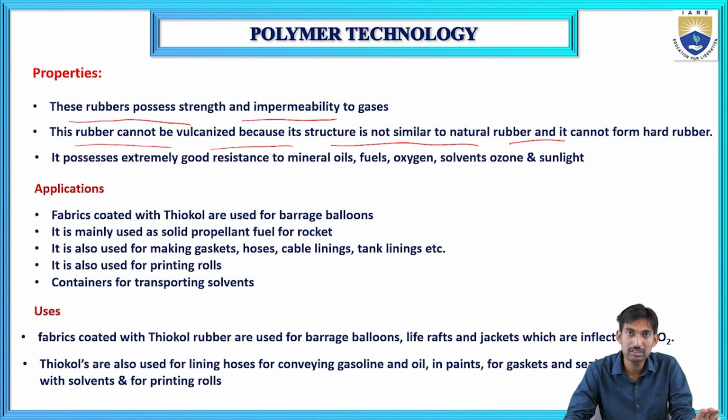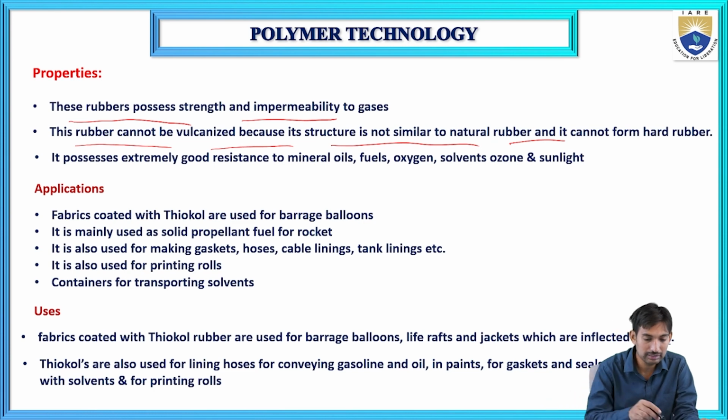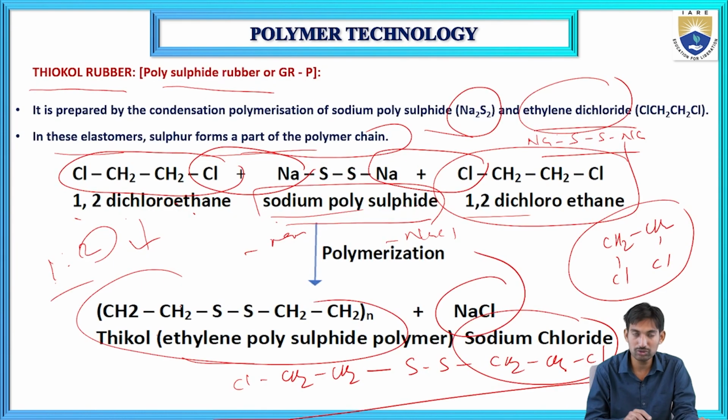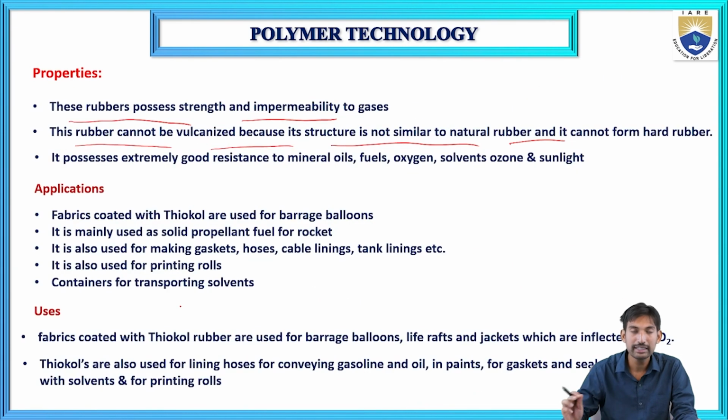But natural rubber and polystyrene rubber will undergo vulcanization because they contain double bonds. Even Buna rubber will undergo vulcanization because there is a double bond, where the sulfur cross linkage is formed. But in this structure there is no double bond, so it will not undergo vulcanization, and it cannot form hard rubber.